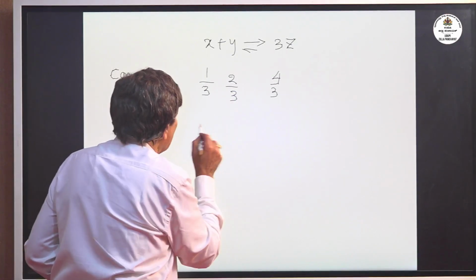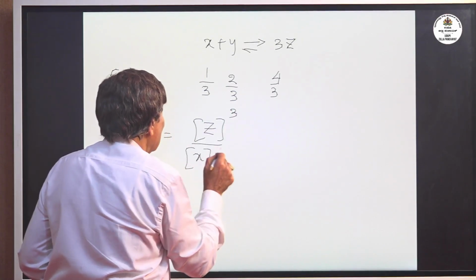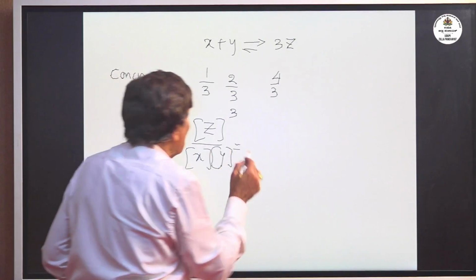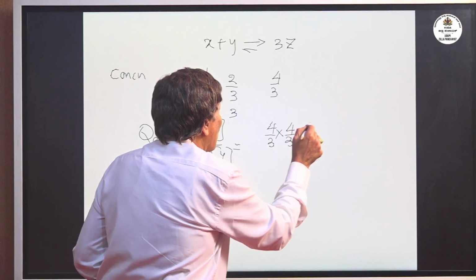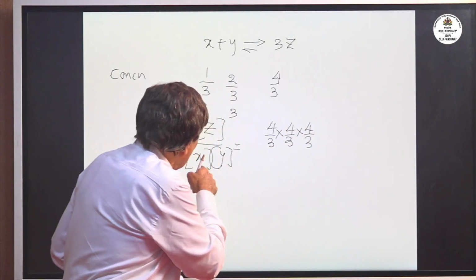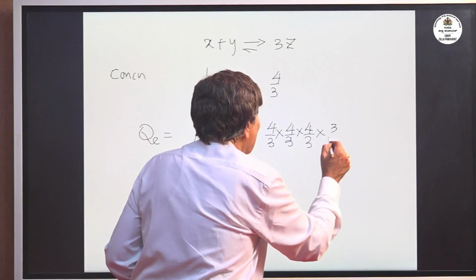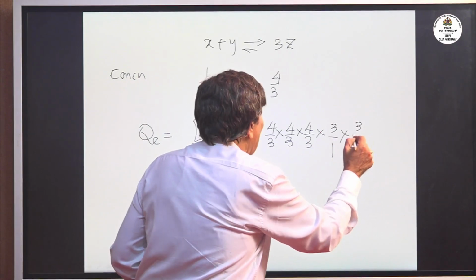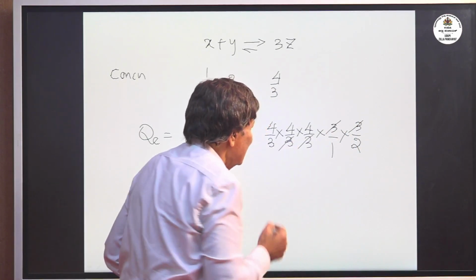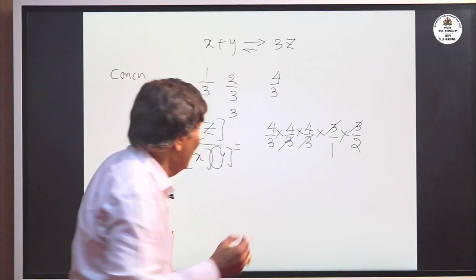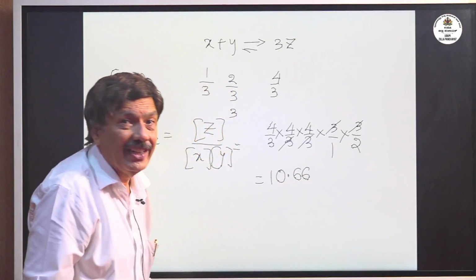So the expression is the same. Z concentration to the power 3, divided by X concentration, Y concentration. Let me substitute Z concentration, 4 by 3 cube, divided by X, Y. So into 3 by 1, into 3 by 2, into 3 by 3. The 3s cancel, one more 3 gone, isn't it? If you simplify it, it will be 10.66.